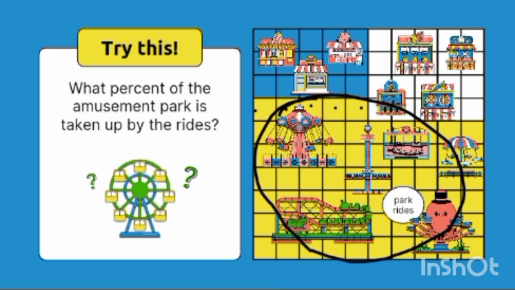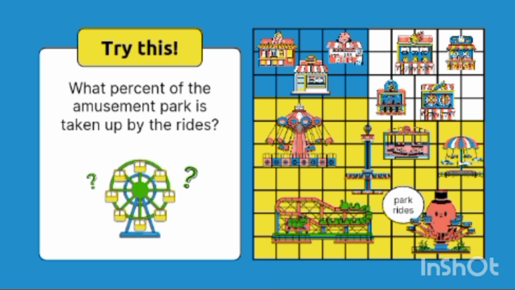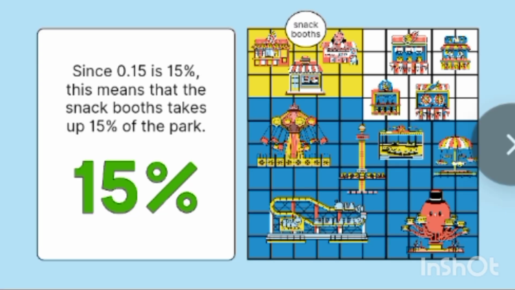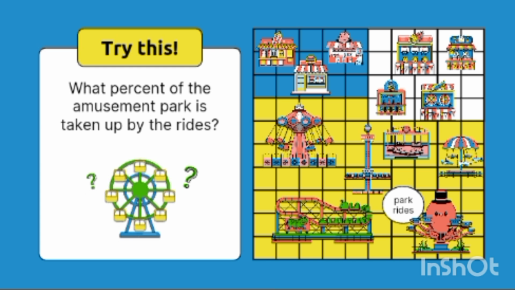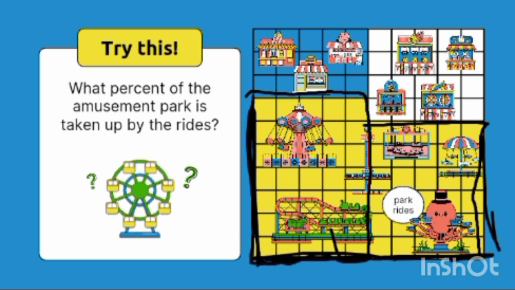So these are the rides. So let's just count the boxes. Like in the last video, we know how to find the area of a composite figure. Suppose this is a composite figure and we need to find its area. We need to multiply these sides, length into breadth and width into height.